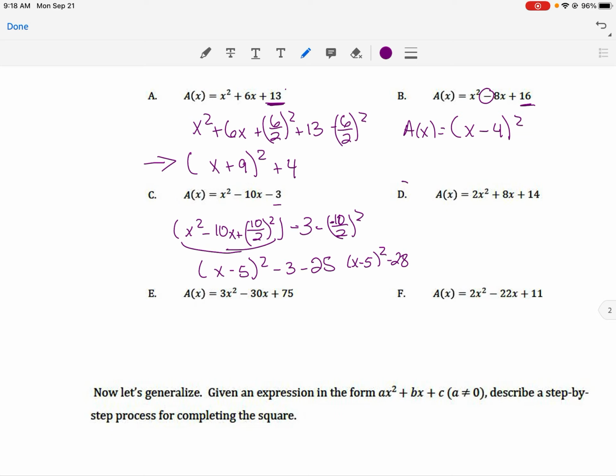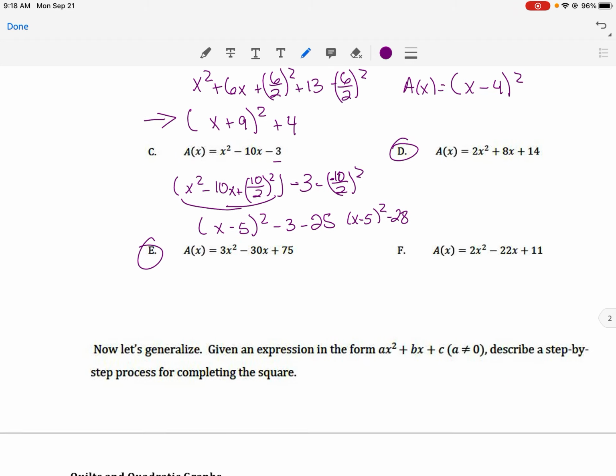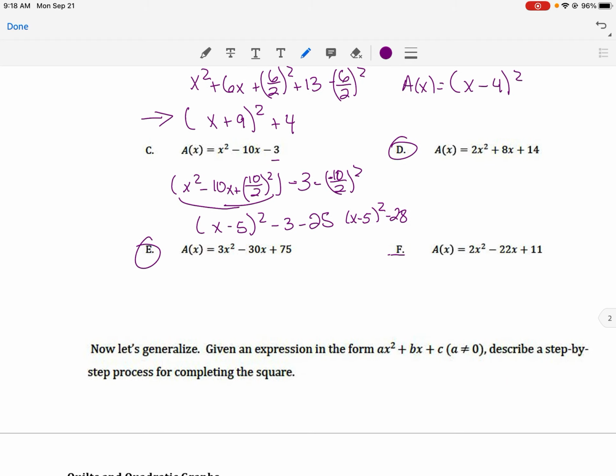Go ahead and give D and E a try on your own. The one that we do need to look at is F here. F is a little bit different because when we pull out the 2, I'm not going to get an even number on the end, right? I'm going to get 11 divided by 2. I prefer to keep things in fractions. It's just easier to work with, and fractions are more accurate. I pull out the 2, and you get x squared minus 11x plus 11 divided by 2.